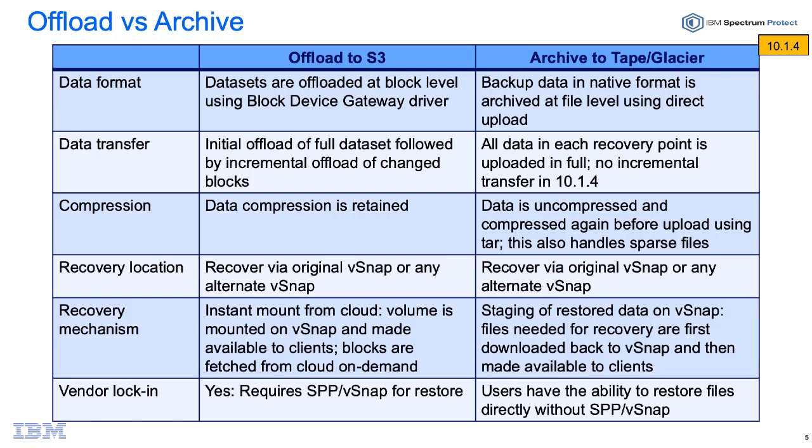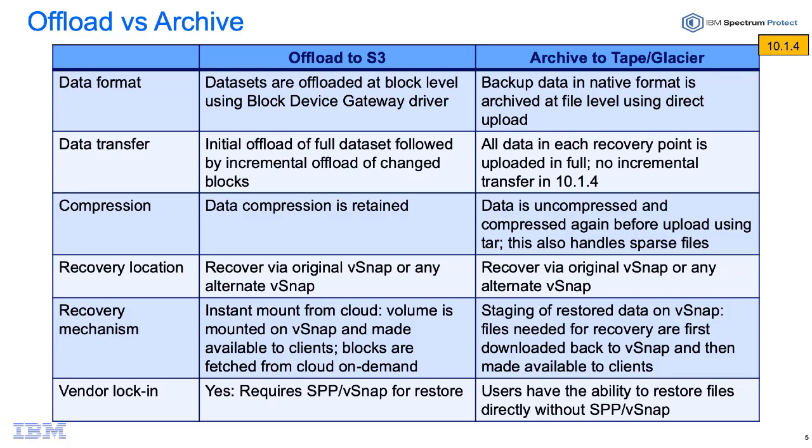Now, we have here a table that discusses some of the differences between offload to S3 and archive to tape and Glacier. First of all, you see that the data format, that for offload, the data sets are going to be offloaded at the block level using a block device gateway driver. And for archive, we're going to use native format that is archived at the file level using direct upload.